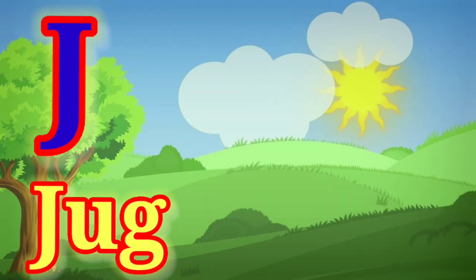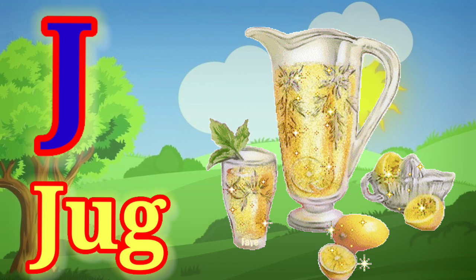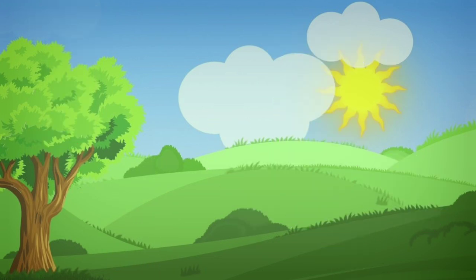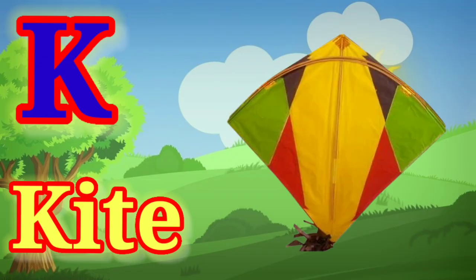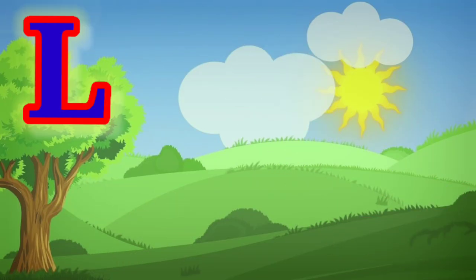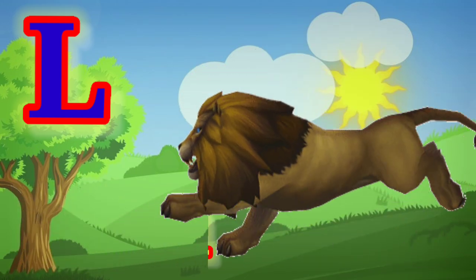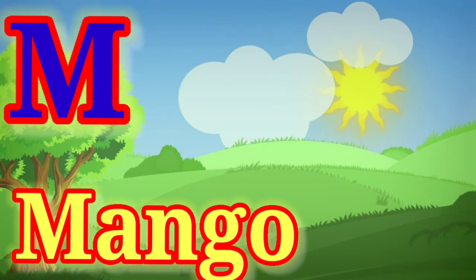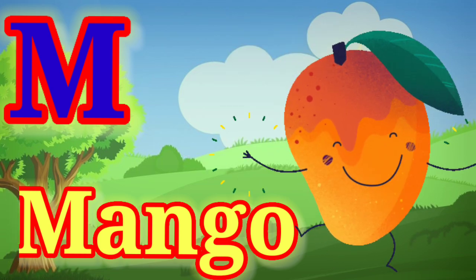J for jug. J for jug. K for kite. K for kite. L for lion. L for lion. M for mango. M for mango.